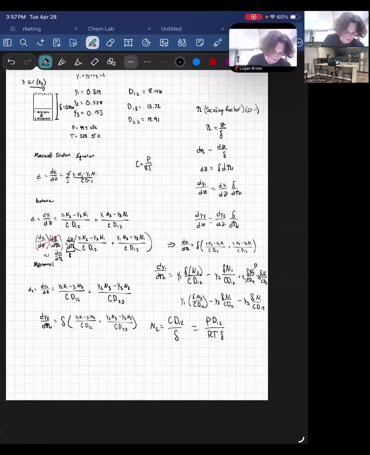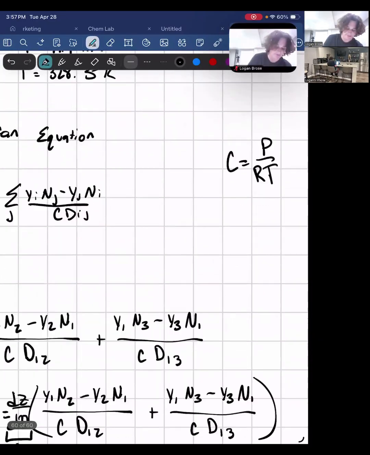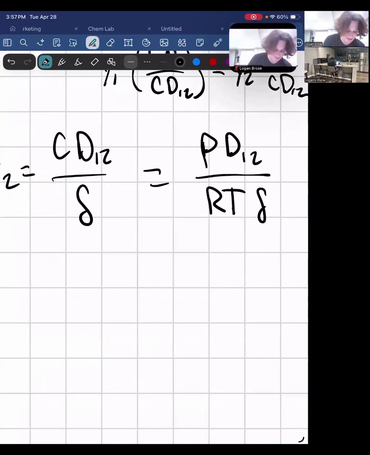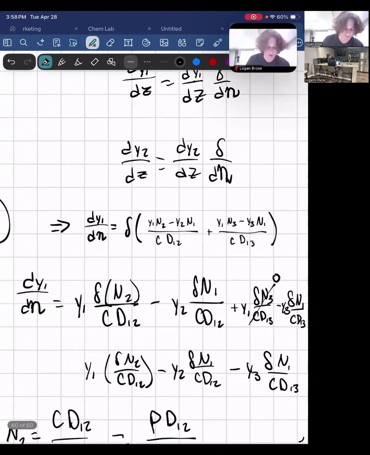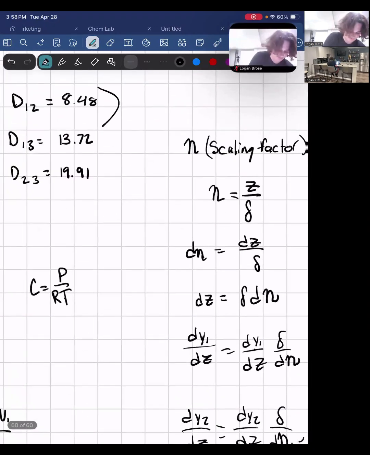So pressure, that is 99.4 kPa. So that'll be about 100 times 10 to the -3 pascals. Our D12, that's our 8.48 millimeters. These are all millimeters squared per second.